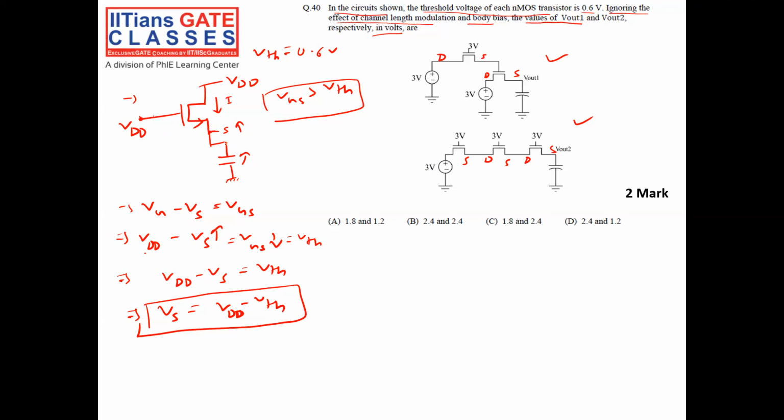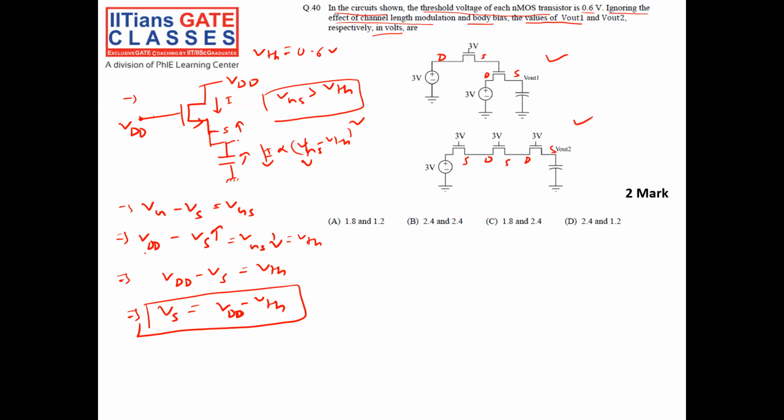When current starts flowing, the voltage of the source will go on increasing, and VGS will be decreasing. That means current also will be decreasing, right? Because when VGS is decreasing, current will decrease, since I is proportional to (VGS minus VTH) squared in saturation. When VGS reaches VTH, the current will be 0.